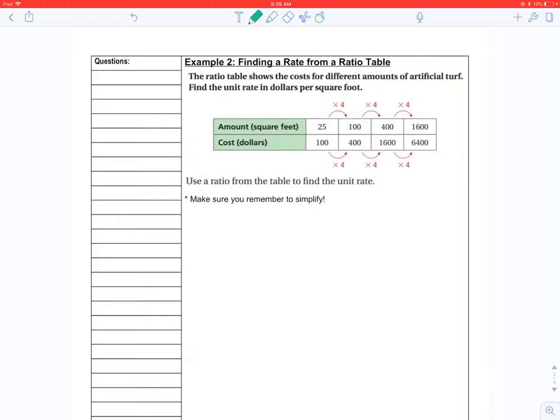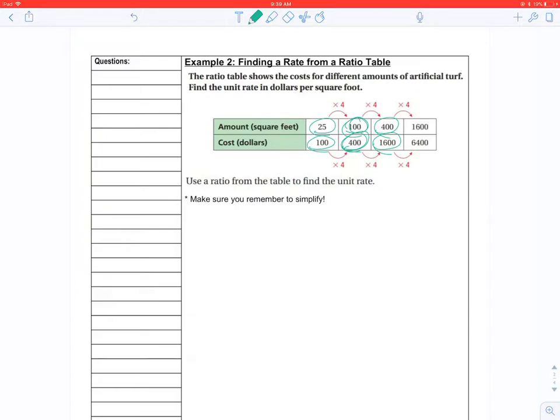Okay, so if we want 25 square feet of artificial turf, it costs us $100. And so the ratios in this table have to make sense in that scenario. Let's say that we wanted 4 times that. Instead of 25, we wanted 100 square feet. Then it should cost us 4 times more than what 25 square feet would cost us, which is $400. And then if we went from 100 and we want 4 times of that, we want 400, then the cost of 400 is also going to be multiplied by 4. It's going to be 1,600.